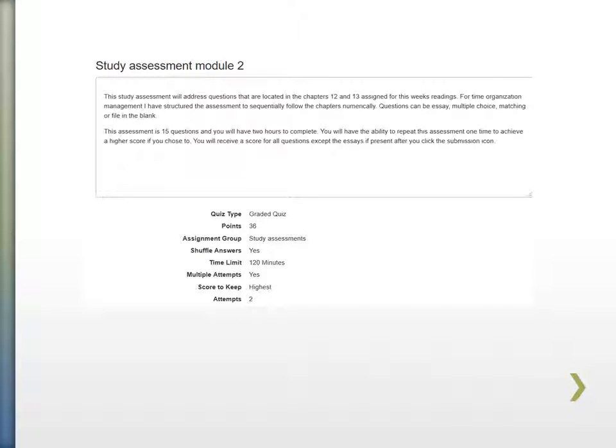Your study assessment for Module 2 is going to focus on chapters 12 and 13. The questions are sequentially placed, beginning at the beginning of chapter 12 and ending with chapter 13. You have 15 questions worth 36 points. If you have any questions in relationship to what the questions are asking or how to complete this assignment, please make sure you're contacting me.